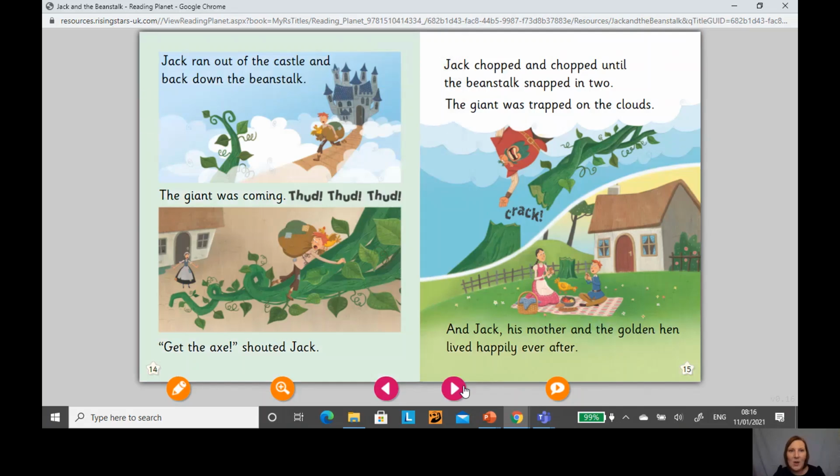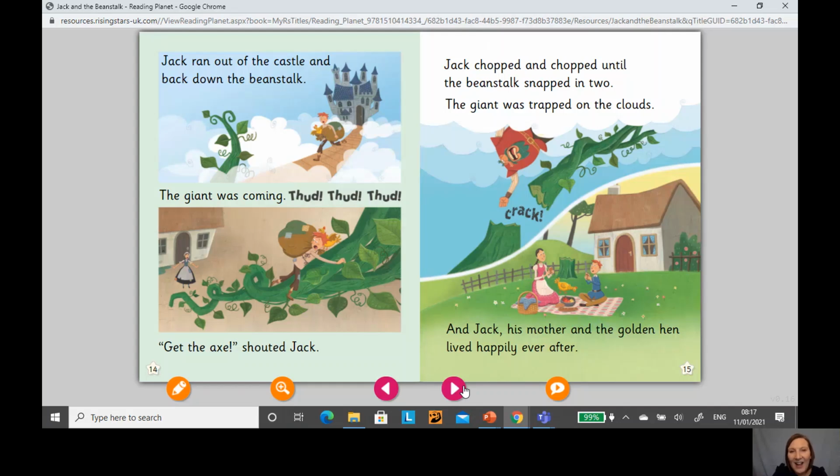Jack ran out of the castle and back down the beanstalk. The giant was coming. Thud, thud, thud, thud. "Get the axe!" shouted Jack. So his mother ran to get the axe. Jack chopped and chopped until the beanstalk snapped in two and the giant was trapped in the clouds. And Jack and his mother and the golden hen lived happily ever after.